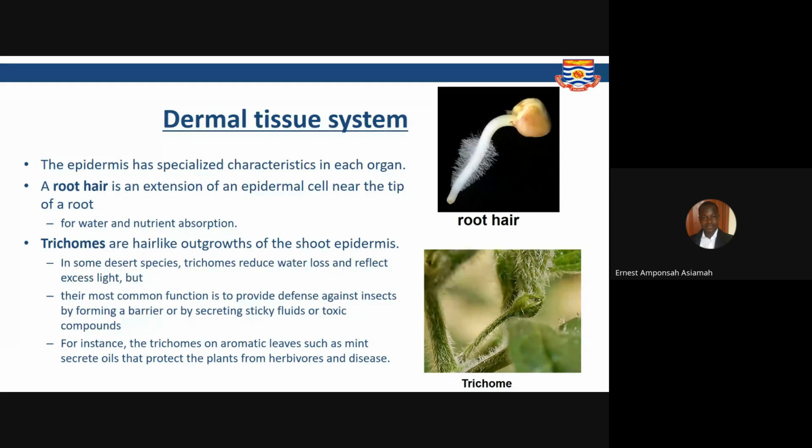Some form a barrier, or sometimes they can even secrete sticky fluids or toxic compounds. So these are some of the modifications of the epidermis. Root hairs and trichomes are structures which are modifications of the epidermis.